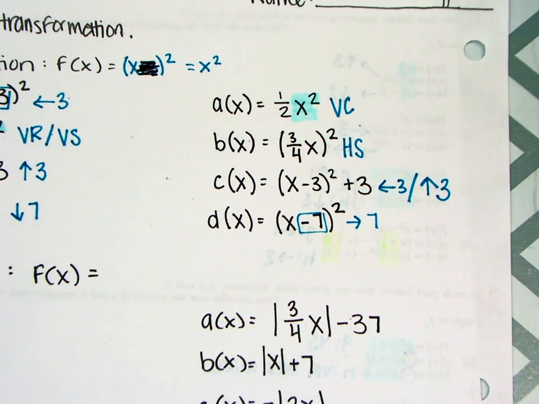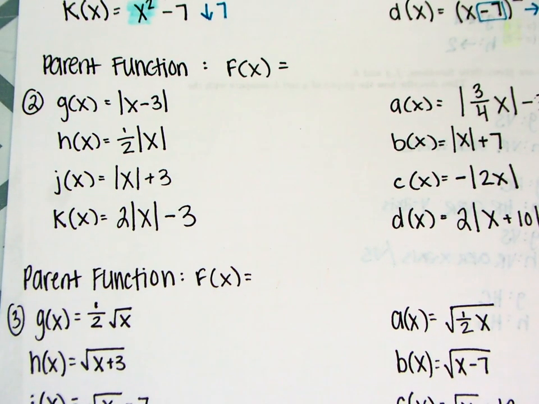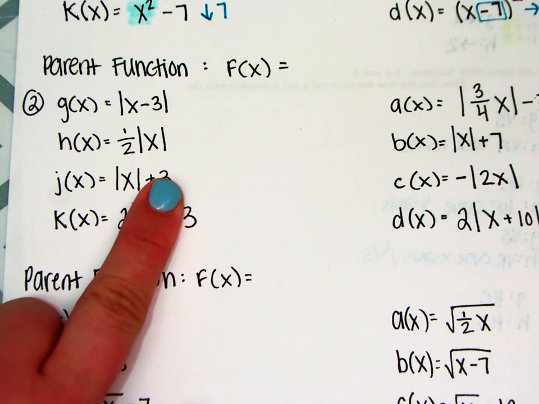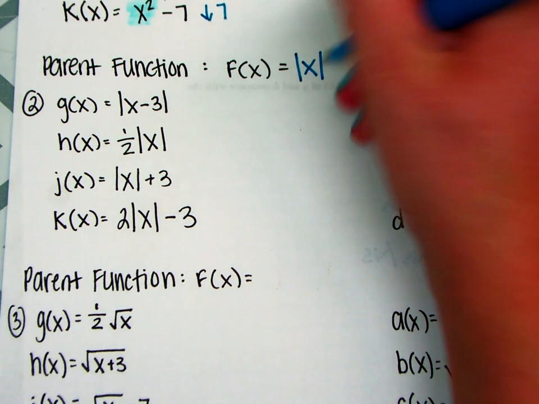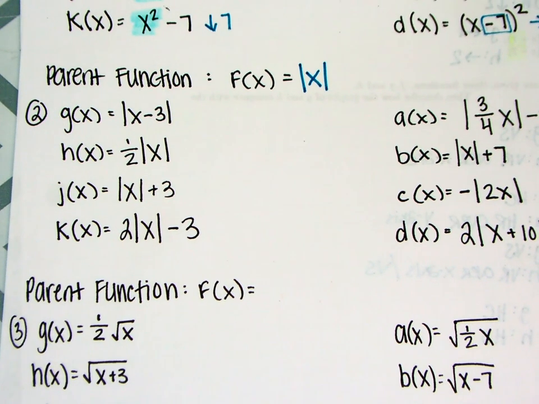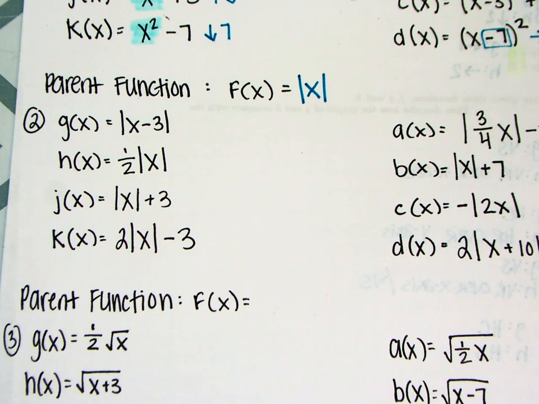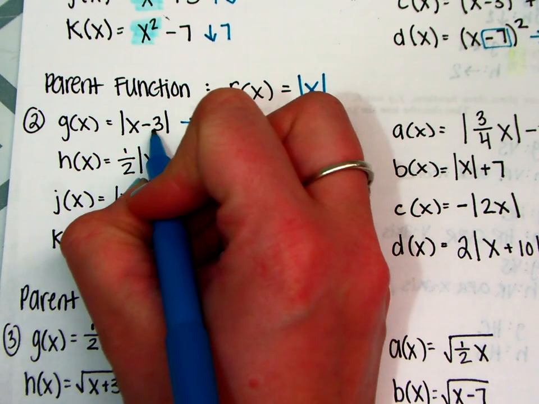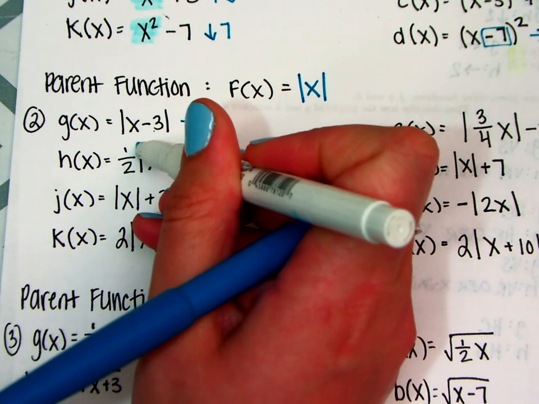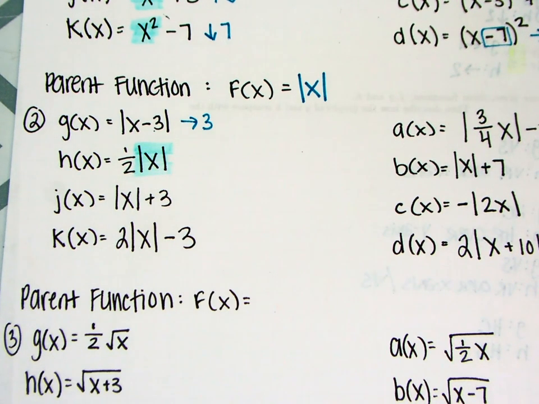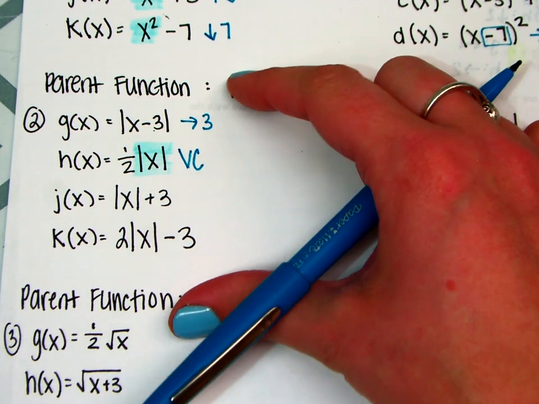All right, let's identify the parent function on the next one. Hopefully it's a little bit easier because you see absolute value. The plus 3, if I ignore it, I'm left with absolute value of x, so my parent function here is absolute value of x. This is inside of the parent function, and it's adding or subtracting, so the negative means that it goes to the right, and the number is a 3, so it goes right 3. On H, I see the parent function untouched, so the 1/2 is a vertical compression, VC, meaning it's shrinking vertically.